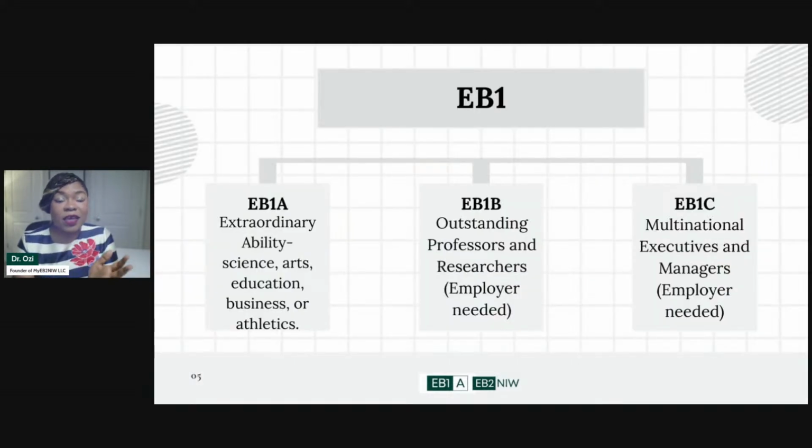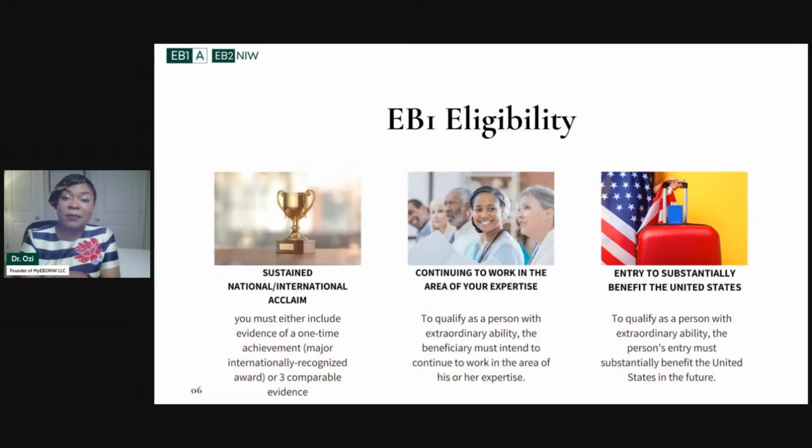Now, under the EB1 category, we always talk about EB1A, right? Why do we focus on EB1A? Because under the employment-based first preference category, there are individuals who have extraordinary abilities, there are individuals who are outstanding professors, categorized under EB1B, and then there are people who are multinational executives, right? The benefit of EB1A is that you can self-petition. You don't need an organization to put in that petition for you, right? And so that's the benefit of it.